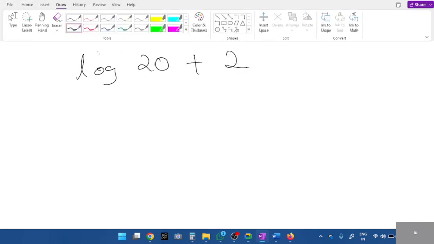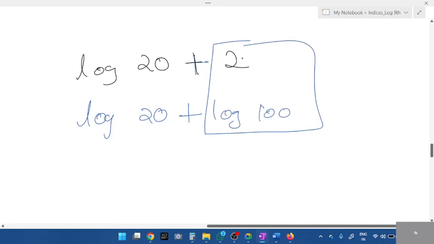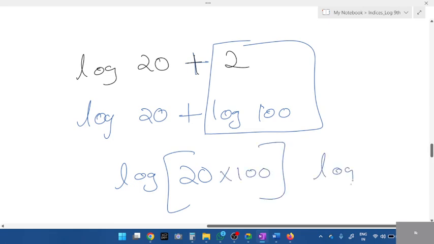Now look here. Log 20 plus 2. Both should have log. Does both have log? Which one is missing, students? 2 doesn't have log, right? So log 20 plus. In place of 2, what should I take? Very good. Log 100. See, this is what I told you. If 2 is given, if you convert into log, you get log 100. Memorize this concept. Next, take log common. 20. When plus is given, what do you do? Multiply. You have to multiply by 100. What's the answer? Log 2000.